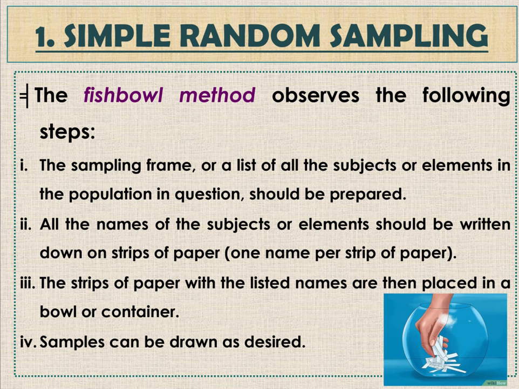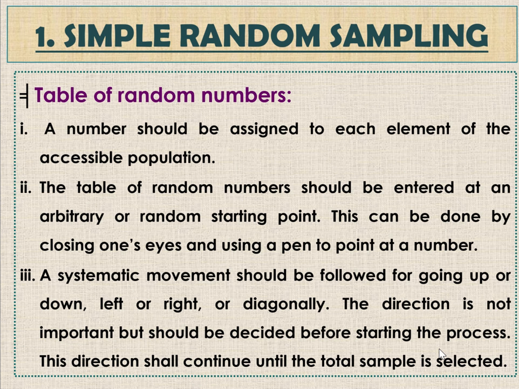The strips of paper with the listed names are then placed in a bowl or container. So ilalagay mo, just like in this picture, lahat ng names nila inside this bowl. And then samples can be drawn as desired. So for example, you have a population of 1,000. You need to have 1,000 strips of paper with the names of all the members of that population. Tapos, kukuha ka lang ng desired sample mo. Mamaya, I'll show you how to compute for the sample size. For example, you have a 1,000 population and you only need like a 250 sample size. So, 250 times kang bubunot. So, that is for the fishbowl method.